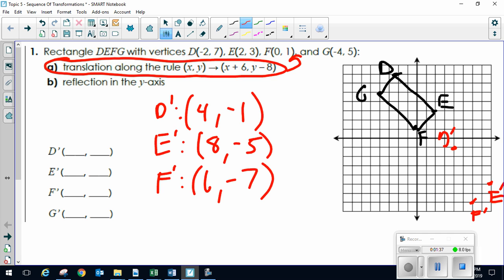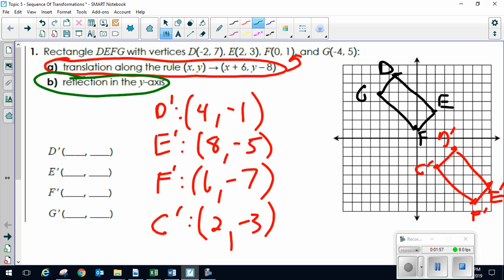And then G's at negative 4, 5. So when I plug that in, negative 4 plus 6 gives me positive 2. 5 minus 8 gives me negative 3. So right here, G prime. So here is the shape after transformation number 1.